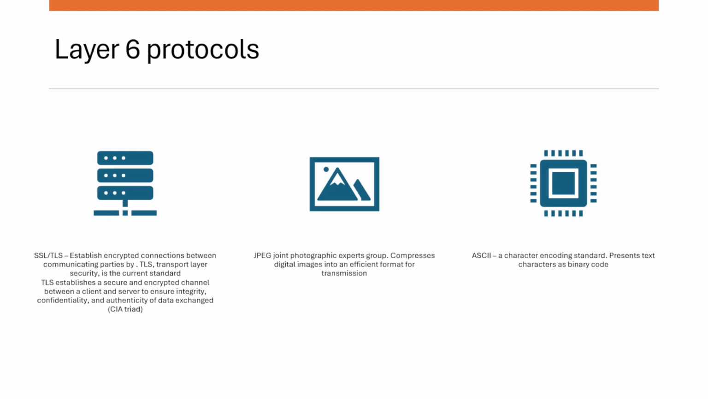JPEG, Joint Photographic Experts Group, compresses digital images into an efficient format for transmission. Anyone who's owned a digital camera can tell you that raw photos are very large, so compressing them makes them much more manageable and easier to send and quicker. ASCII, character encoding standard, presents text characters as binary code, similar to, not exactly compression, but similar in a way that it's easier to send the data.